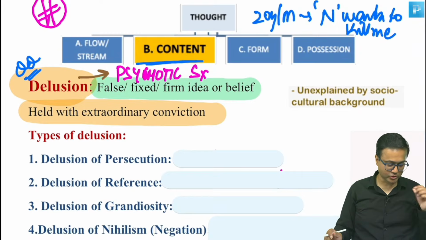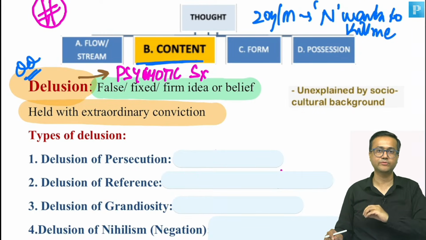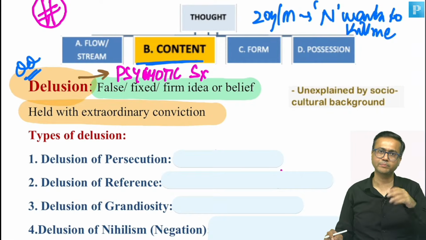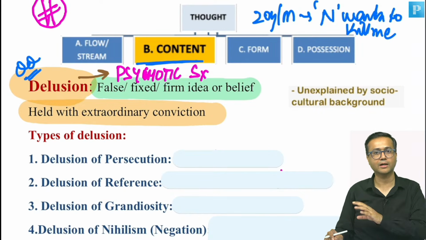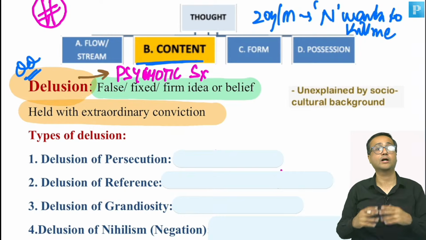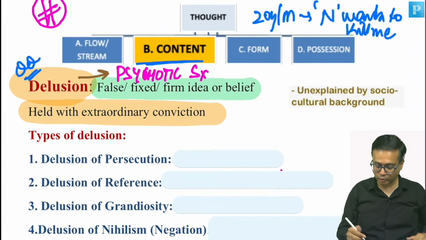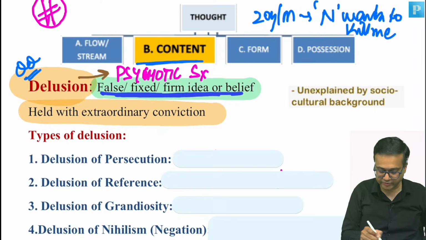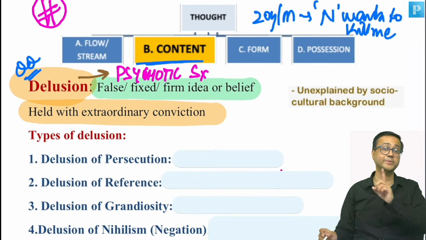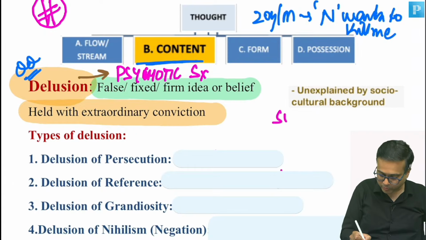In certain societies, there are some beliefs. Like some people believe that if a black cat crosses your way, something bad will happen. They believe it so firmly that they may wait for half an hour, 1 hour, until somebody else crosses by; they will hardly move. So this also seems to be a false, fixed, firm belief held with extraordinary conviction. But we don't call it delusion. We call it superstition.